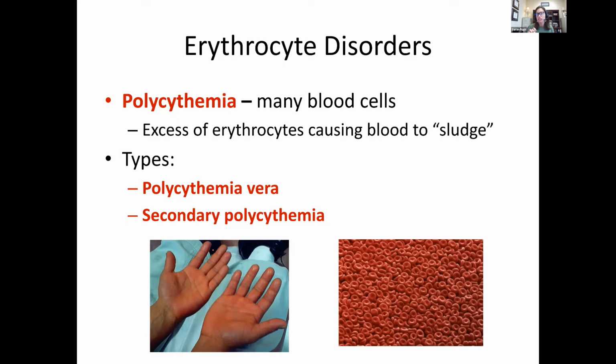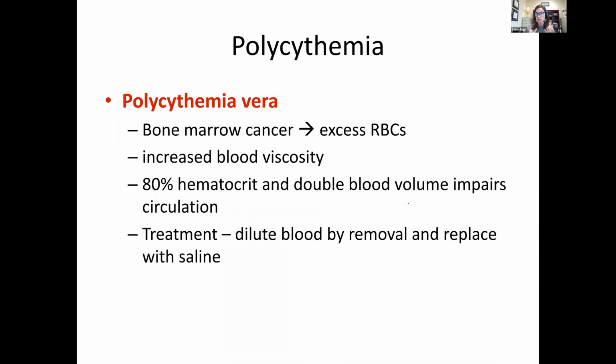And you can see the image over here on the right. This is a blood smear, and you can see how concentrated those red blood cells are. So you can definitely tell that this would make the blood very sludgy and thick. So again, one type of polycythemia is called polycythemia vera.